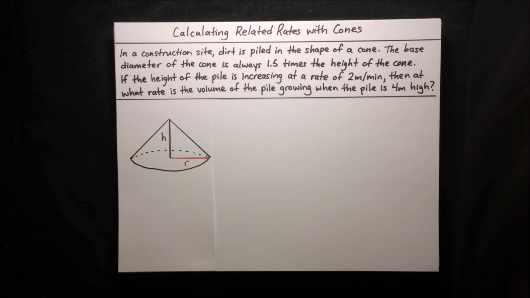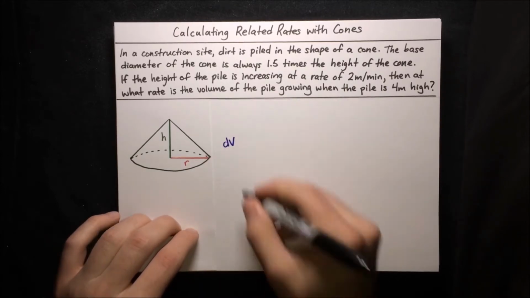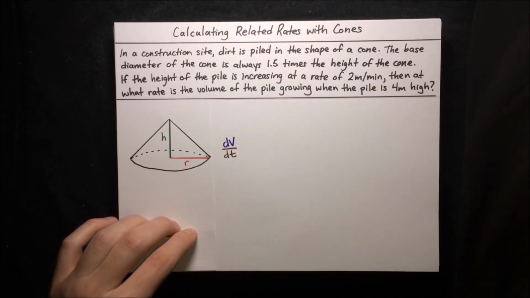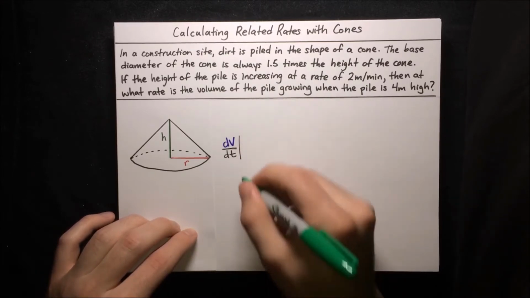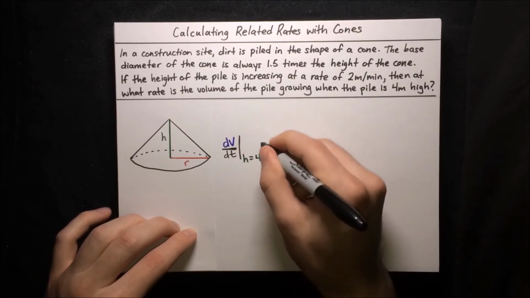First of all, what is it that we want to find? Well, we want to find the rate at which the volume of the pile is growing when the pile is 4 meters high. So that means we want to find dV/dt, the rate of change of volume with respect to time. And we want to find that at the particular moment when the pile is 4 meters high, so when h, the height of the pile, is equal to 4. Okay, so this is what we want to find.